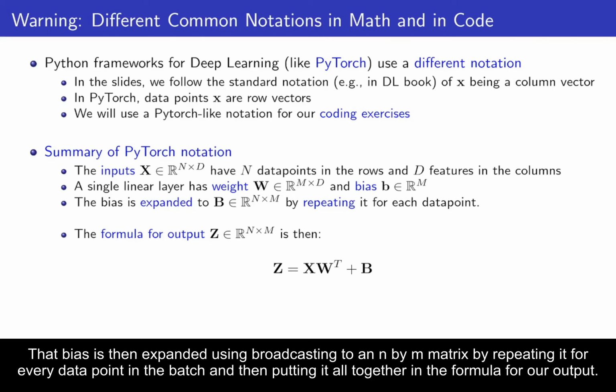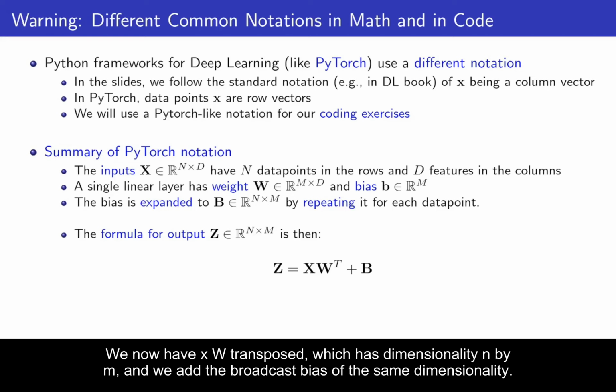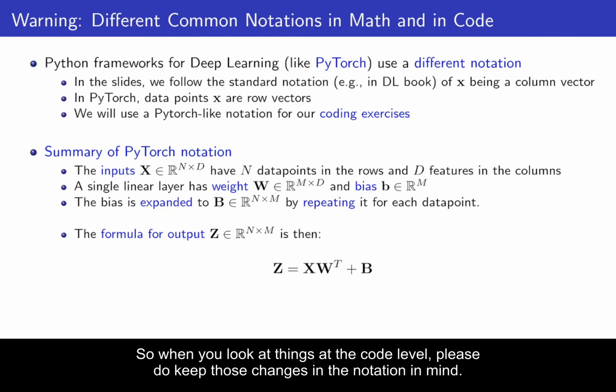That bias is then expanded using broadcasting to an n by m matrix by repeating it for every data point in the batch. And then putting it all together in the formula for our output, we now have X W transposed, which has dimensionality n by m, and we add the broadcasted bias of the same dimensionality. So when you look at things at the code level, please do keep those changes in the notation in mind.